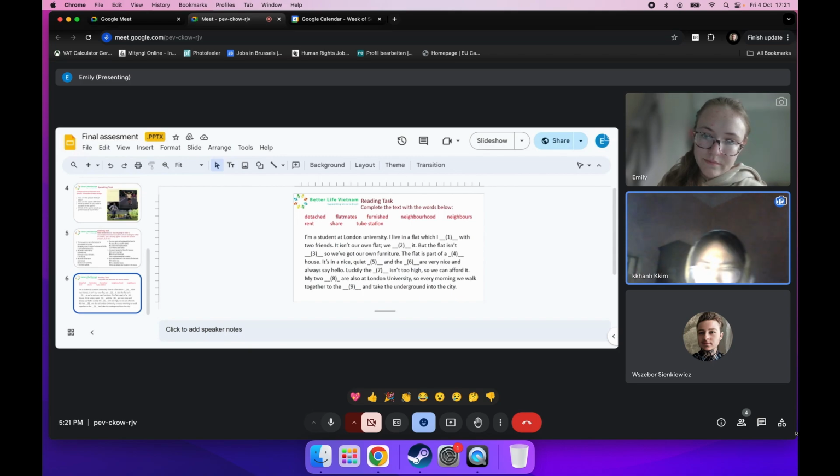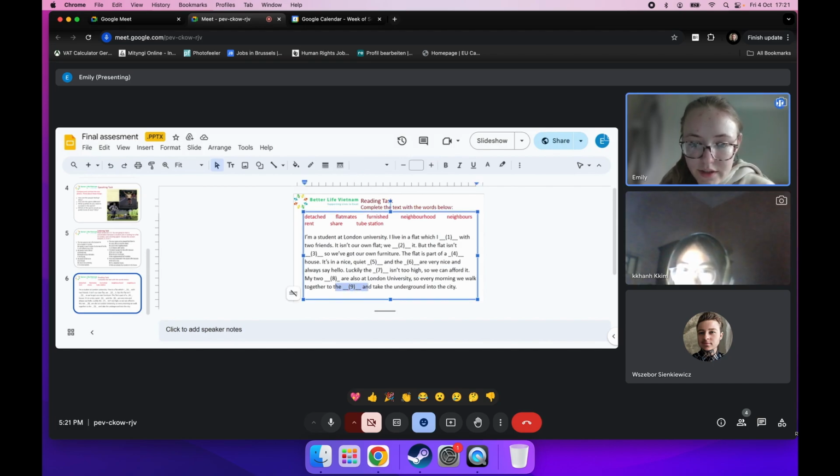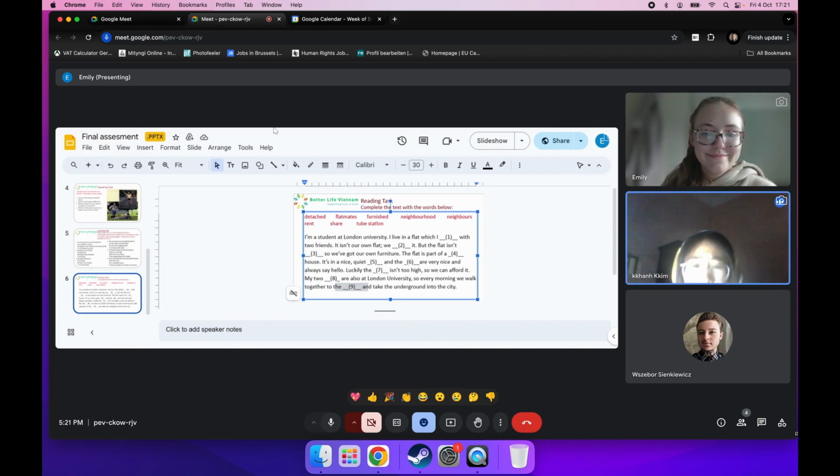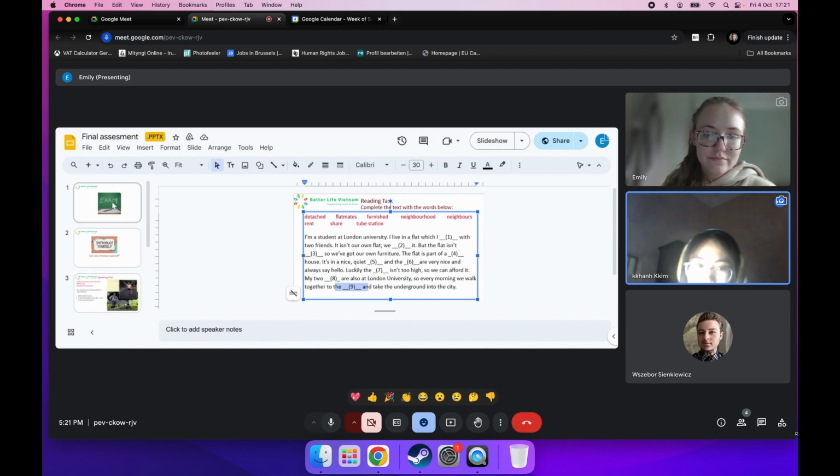My two flatmates are also at London University. So every morning we work together to the tube station and take the underground into the city.